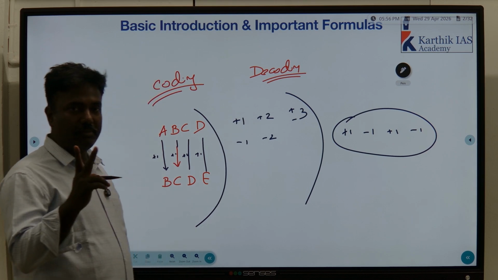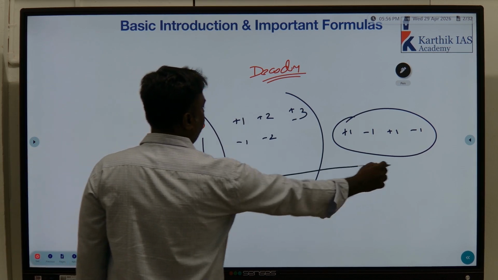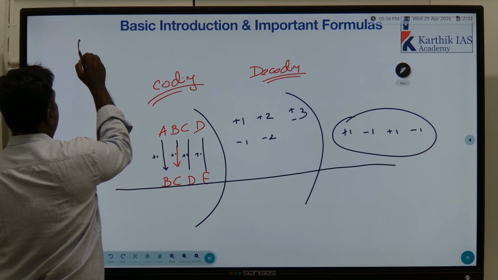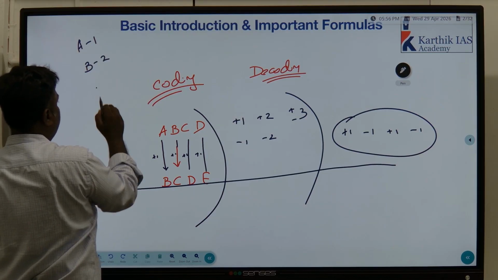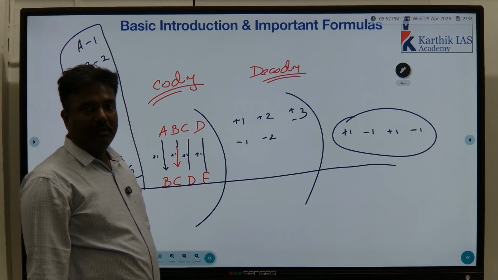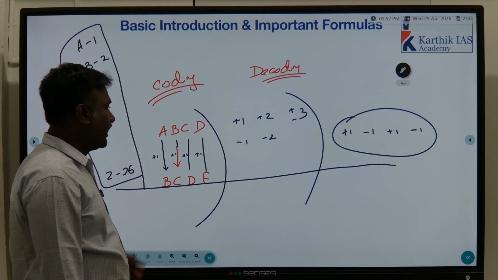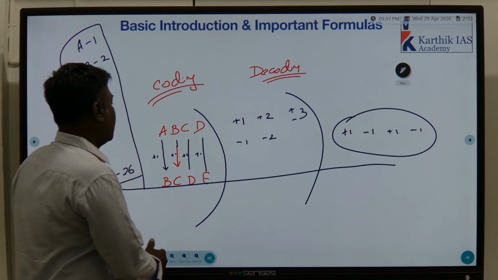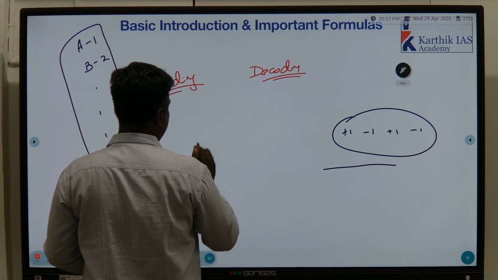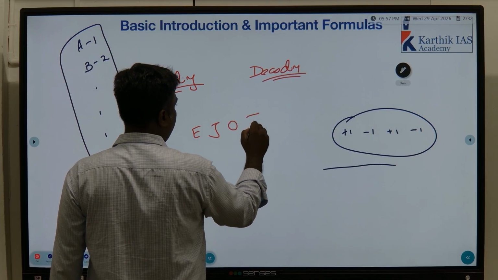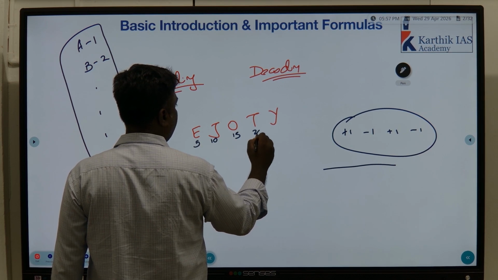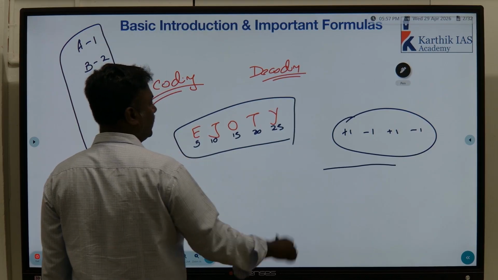Here, two things you have to be careful about. For the letters, we need to know the numbers first. A means 1, B means 2, and so on, Z means 26. But writing this out will take 5 minutes of our time, so writing and then decoding is not possible. So try to remember this word, EJOTY, which means 5, 10, 15, 20, 25. Remember this, that's more than enough.